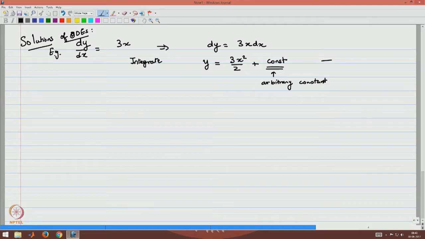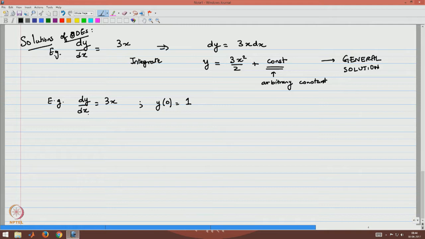and you can choose any value of this constant and you will get a solution. So, such a solution is called a general solution. Okay. So, this is a general solution of this differential equation, and you can choose any value of the constant and you will still get a solution. Now, the other kind of solution: suppose I have dy by dx equal to 3x, and you are told that y of 0 equal to 1. Suppose you are told these two.